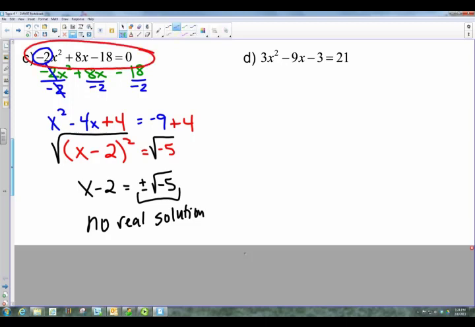Okay, so if you get to that point and you see a negative under your radical, as far as we've come in this class, you don't know how to work with those, so you would be finished. Now for D, it follows the same type of steps.